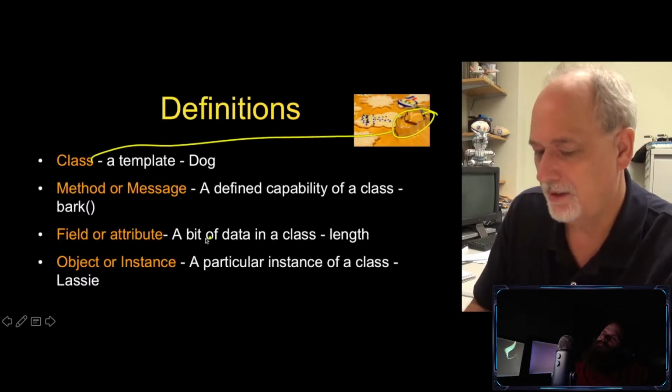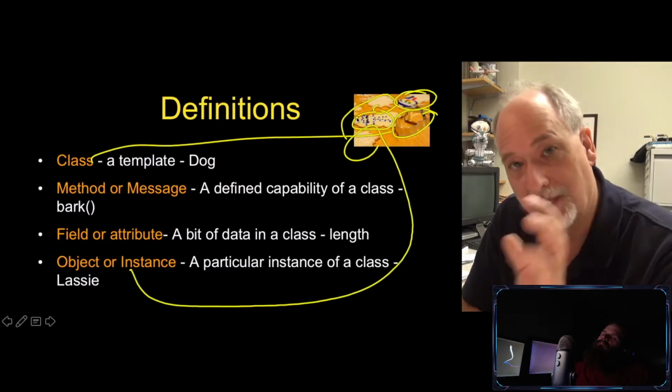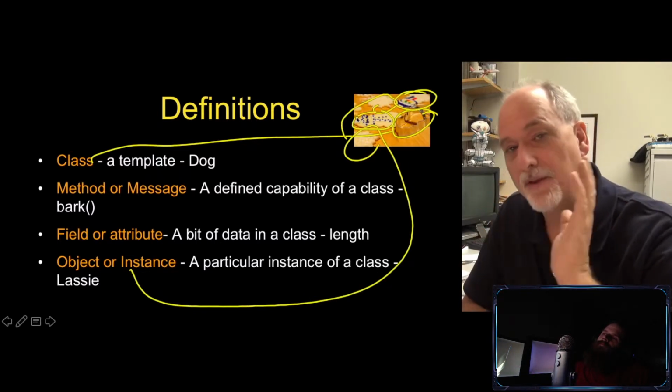The class is the template, and then the objects are all of the cookies that are made from that template. But the template defines the shape and the nature of the class.